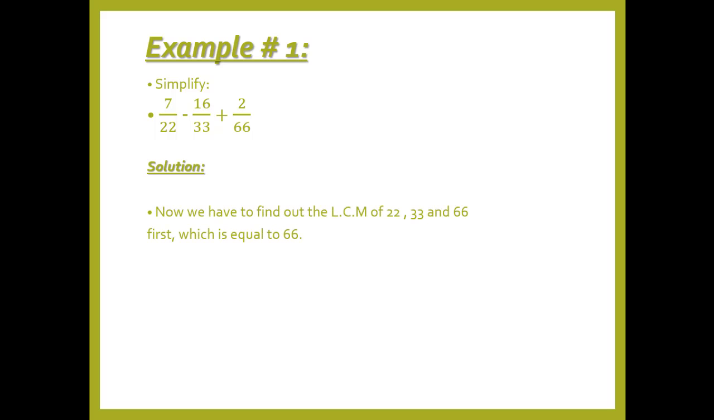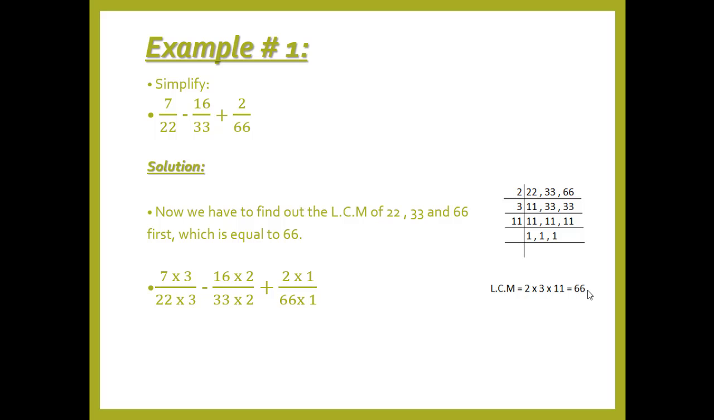Now we have to find the LCM of 22, 33 and 66 first. As we can see on the right hand side, we have taken the LCM of 22, 33 and 66 simultaneously, so we have the answer 66 as the LCM of these three numbers. Now we just have to solve these fractions. The first denominator is 22, so we read the table of 22: when this number 66 comes, the answer is 3 times, so we have to multiply 3 in the numerator and in the denominator as well.